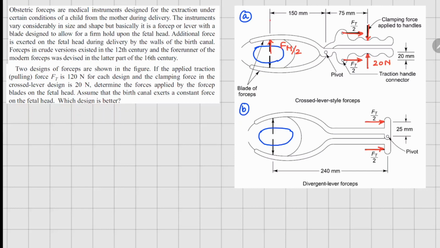Now there's a force that is coming on this instrument from the birth canal, so let's call this a force Fm over 2, which indicates that this is coming from the mother. So same thing is going to happen here and here. Now these are the pivot points here in both of these cases.